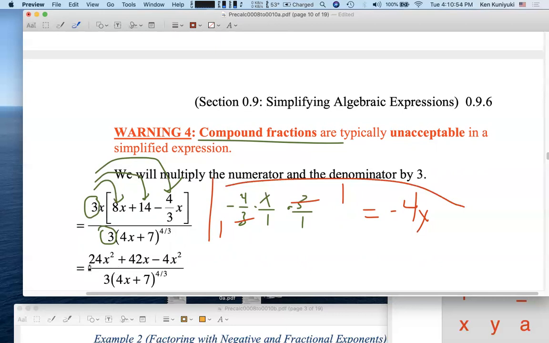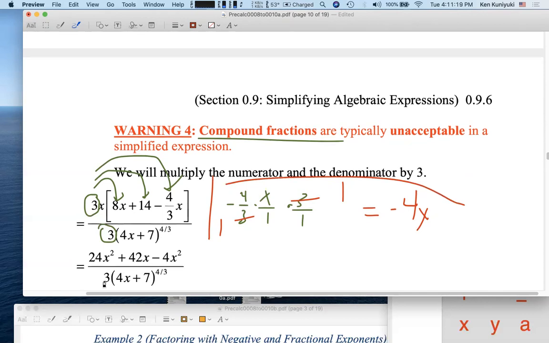In my work here, I multiplied in 3x, but it turns out that you might want to factor out the x anyway. So here, I multiply in 3x, but that might be overkill. But if you multiply in 3x, you get 24x squared plus 3x times 14 is 42x, and then 3x times negative 4/3 x is negative 4x squared. So you have negative 4x squared over here.